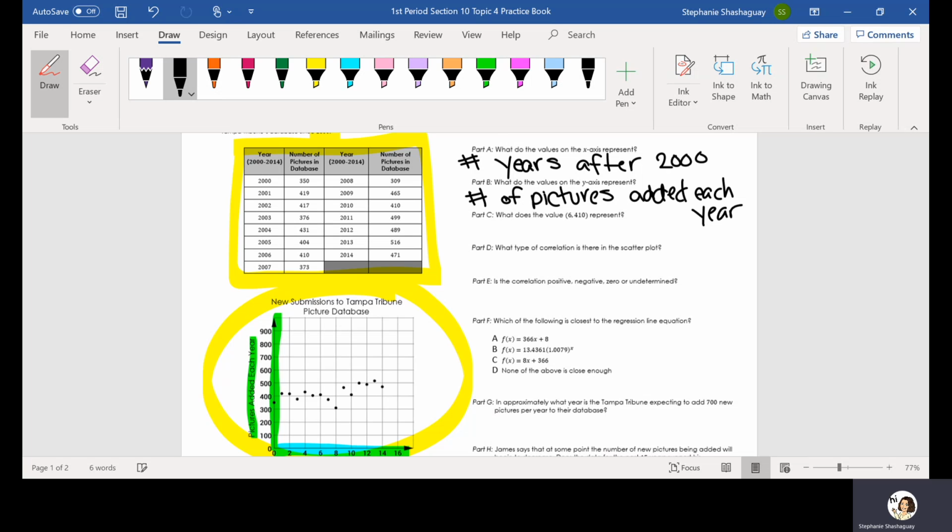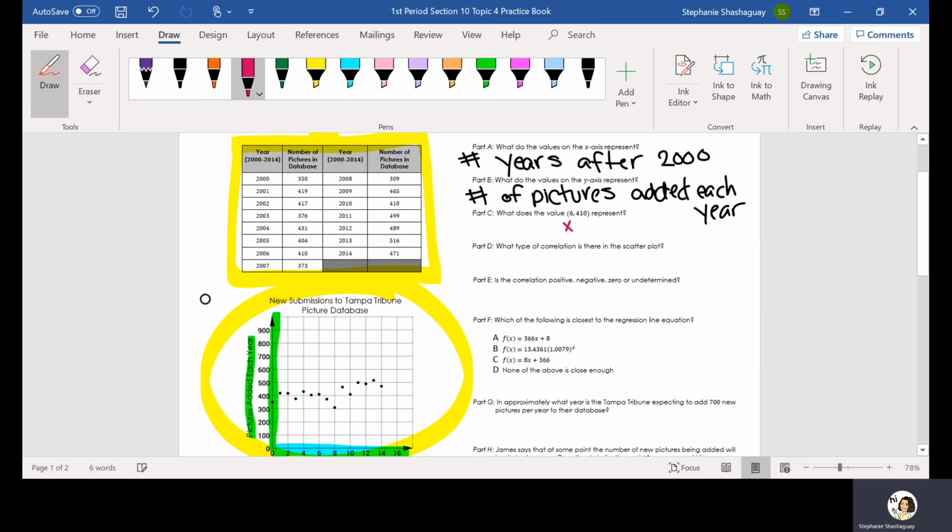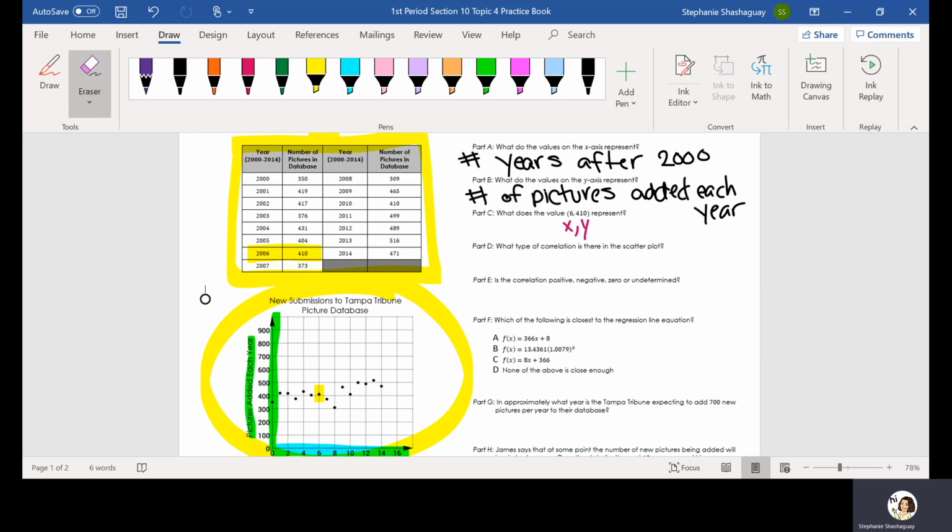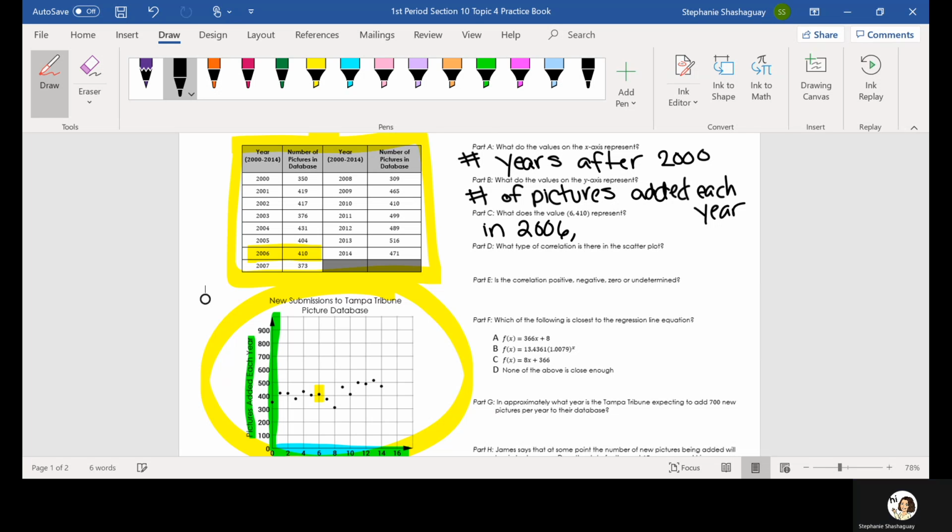Part C, what does the value 6, 410 represent? And I want you to remember, when we are given an ordered pair, we are given an x and a y value. So that x and y value coordinates to this point right here on the scatter plot, or this value here in the table. So what does it represent? Well, that represents that in 2006, 410 pictures were added. Okay, it is not saying that in 6 years 410 pictures were added. It means that 6 years since 2000, therefore 2006, in 2006, 410 pictures were added to the database.